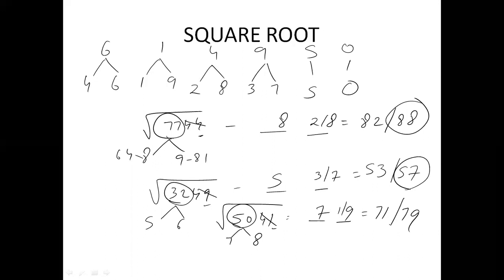To find out the correct answer, check whether 50 is close to 7 square or 8 square. 7 square is 49. So 50 is close to the smaller number. So select the smaller number. 71 is your answer. This is how simply we can calculate the square root of any number. This method is also the same for a 5-digit number, and for a 6-digit number also.